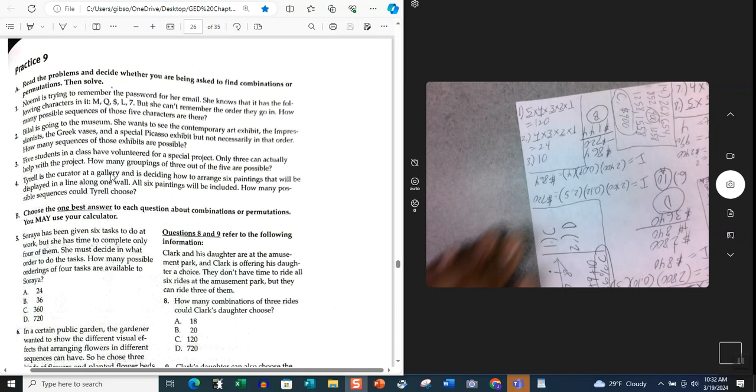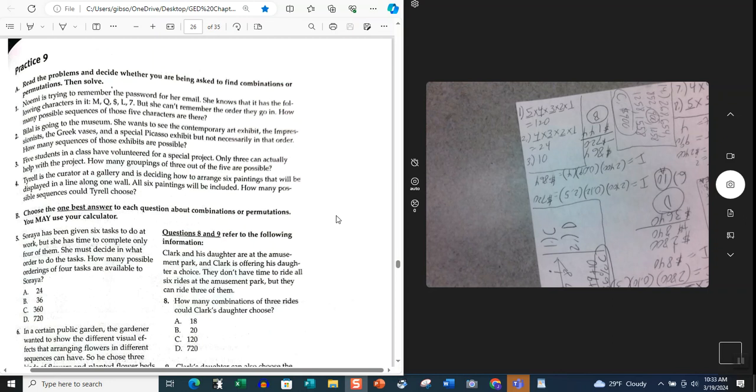Your answer for number 3 is 10. Okay, number 4. It says Tyrell is the curator at a gallery and is deciding how to arrange 6 paintings that will be displayed in a line along one wall. All 6 paintings will be included. How many possible sequences could Tyrell choose?